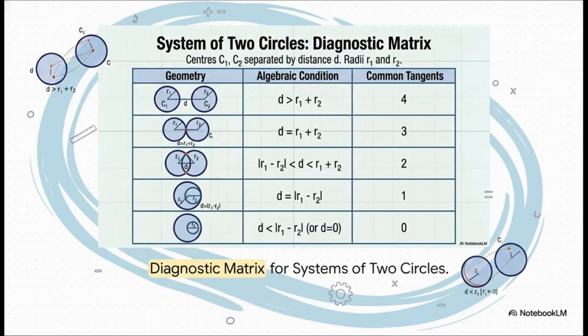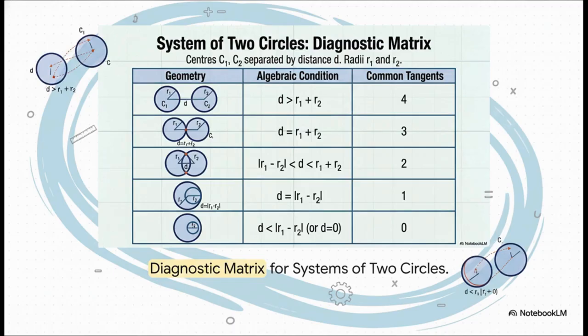It's totally fascinating how just comparing the distance between two centers, let's call it D, to the sum or difference of their radii determines absolutely everything. If the centers are super far apart, where D is greater than the two radii combined, the circles are totally disconnected, meaning they share 4 common tangents.